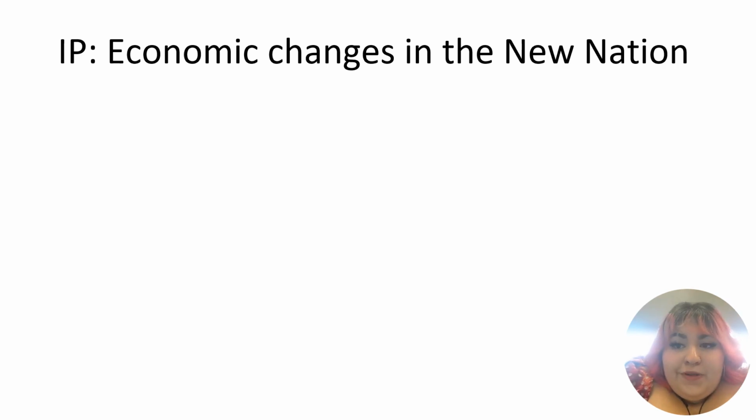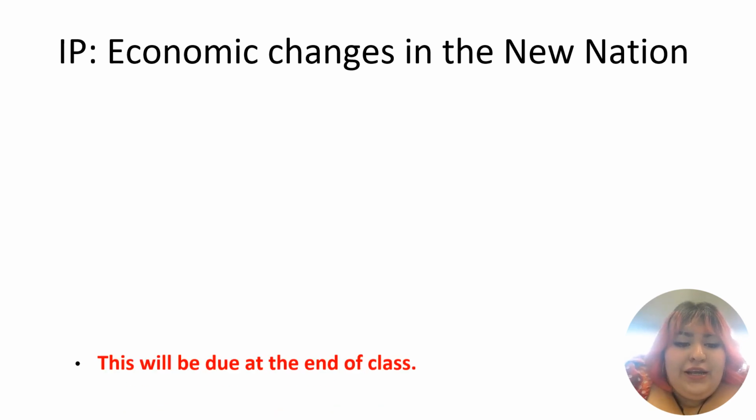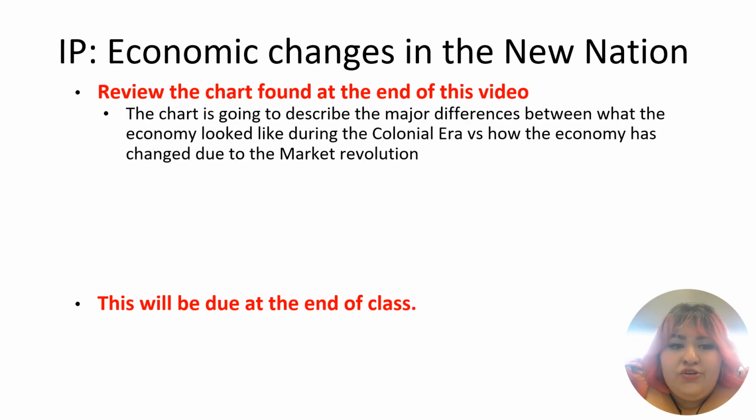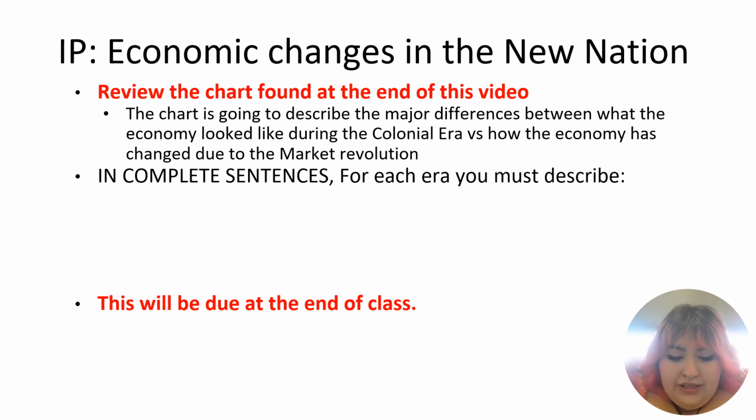Now, for class today in your independent practice, I want you guys to review the economic changes that are happening during this nation. Now, this is going to be due at the end of class. At the very end of this PowerPoint, there's going to be a chart that you can find. Your job is to review this chart because this chart is going to describe the major differences between what the economy and culture look like during the colonial era versus how the economy has changed due to the market revolution. So on your papers in complete sentences, it labels out both of the eras. There's going to be a column titled Colonial Era and a column titled The Market Revolution.